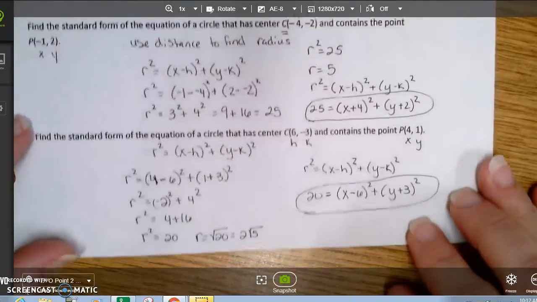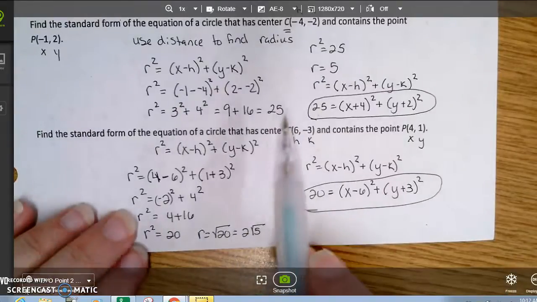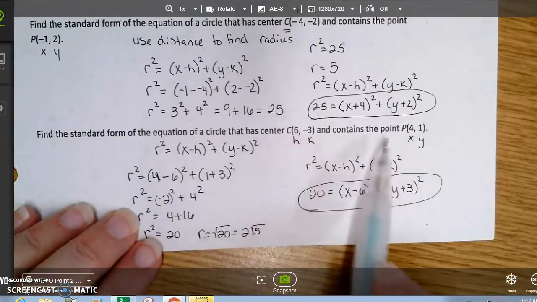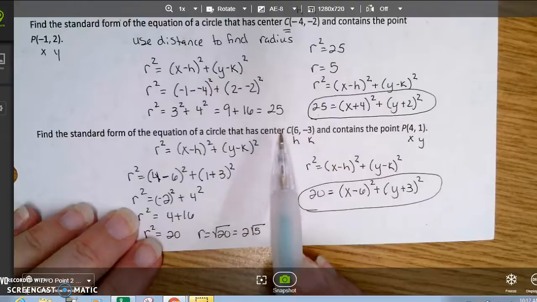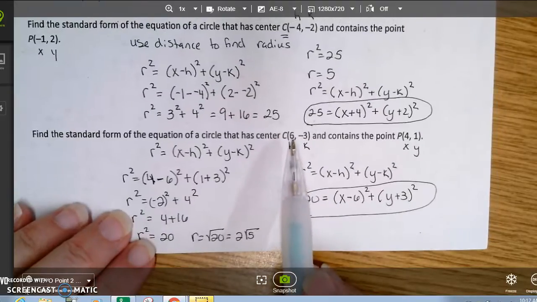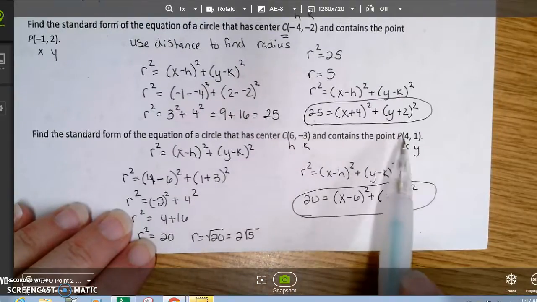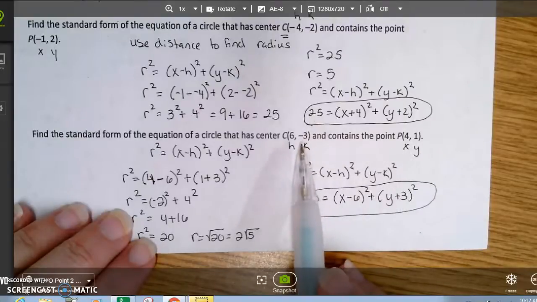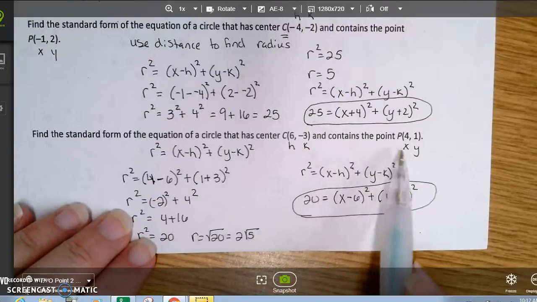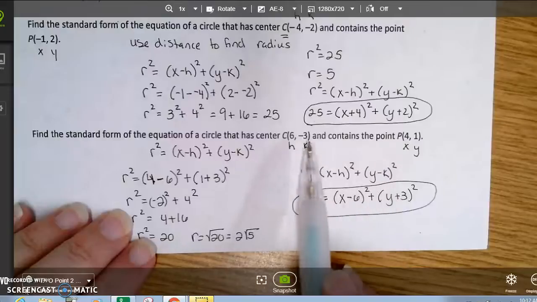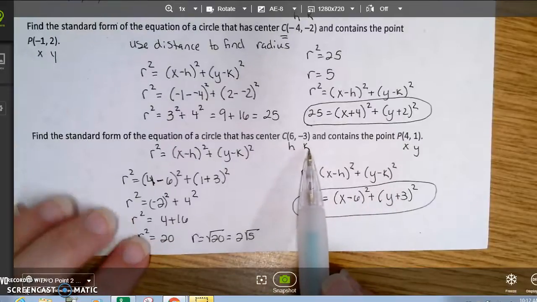Okay, alright, so here's another one like that. So again, the center and the point. Now if this wasn't the center, that'd be a different problem. So the center is 6, -3, the point is 4, 1. So this is going to be my h and k, and this is going to be my x and y. The center is always your h and k.